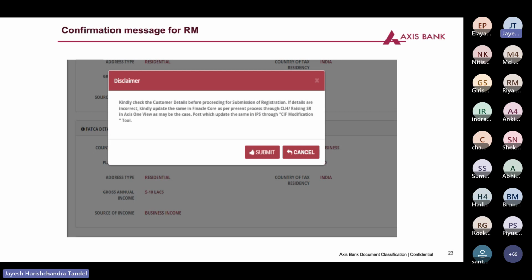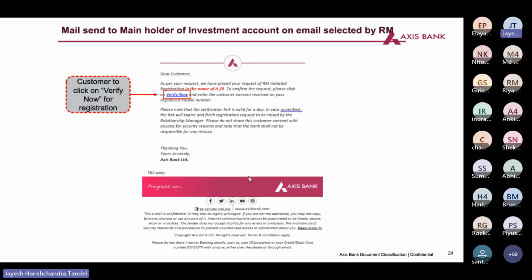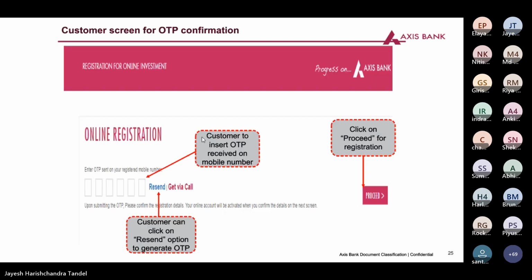He will open that link. Like this, he will receive a mail from Axis Bank, right? He will click on the verify now link and put the OTP received on his mobile number.